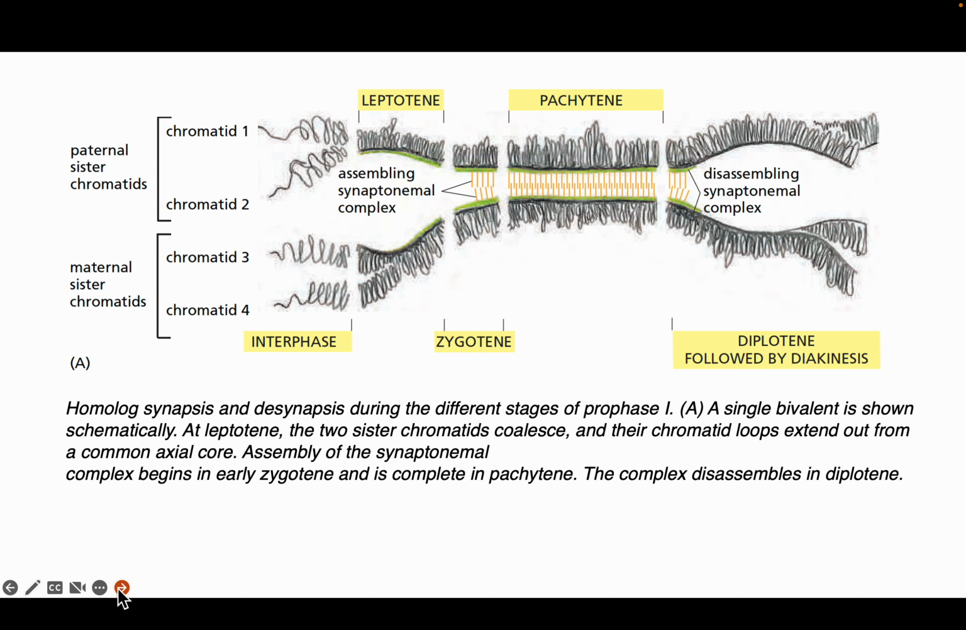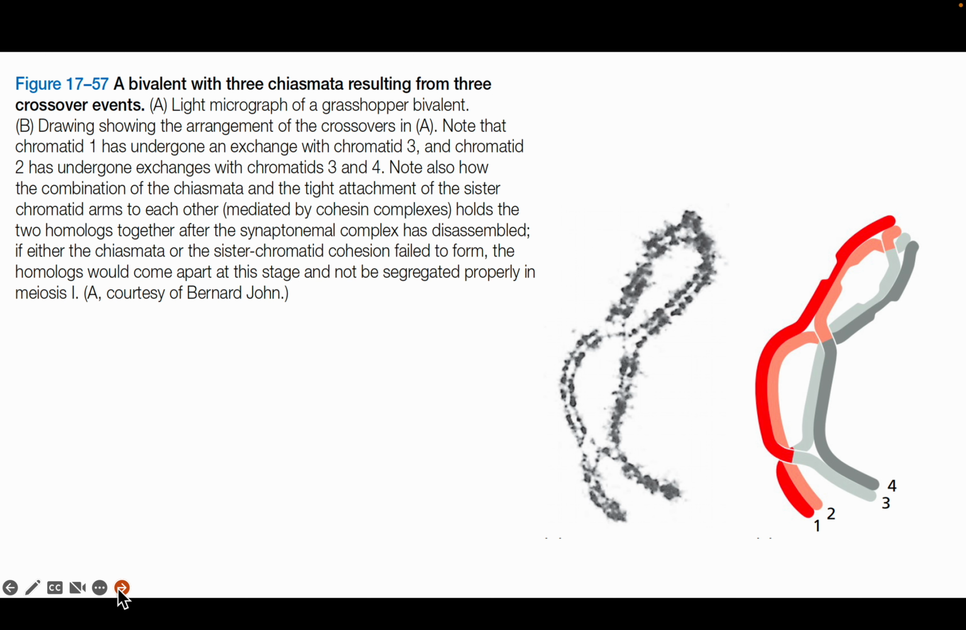In the next slide, we are seeing a bivalent with three chiasmata. Here you can see the three sites of crossing over. As I was mentioning, the number of crossing overs can vary. It can be 1, 2, 3 or more, but this is a very much regulated process. Different mechanisms are there to regulate the number of crossing overs formed. Here this is a light micrograph of a bivalent stage of grasshopper, and this is a schematic diagram of the same. You can see there are three chiasmata formed.